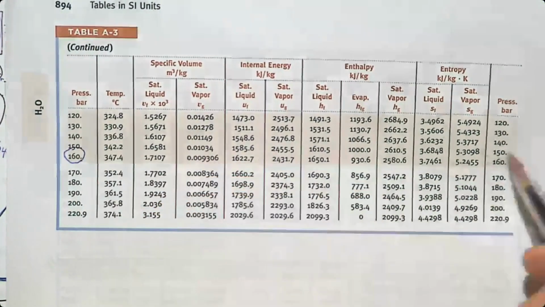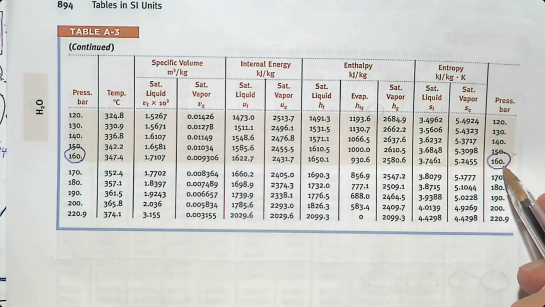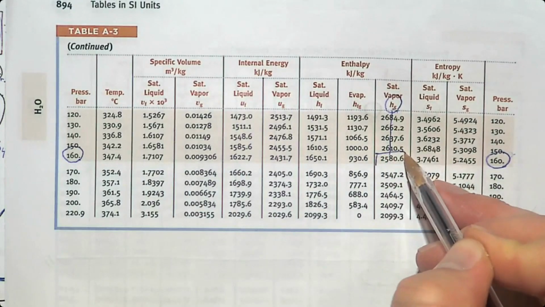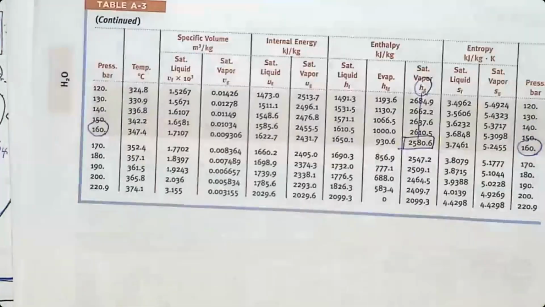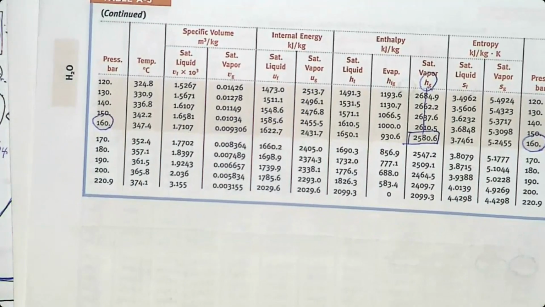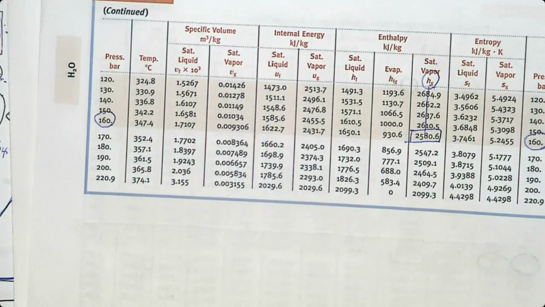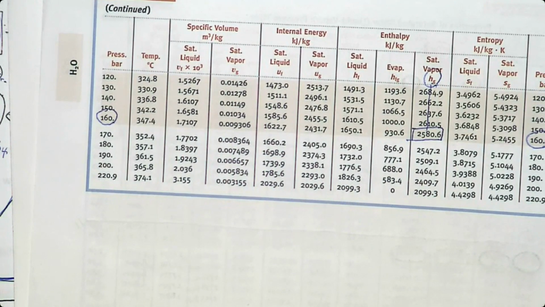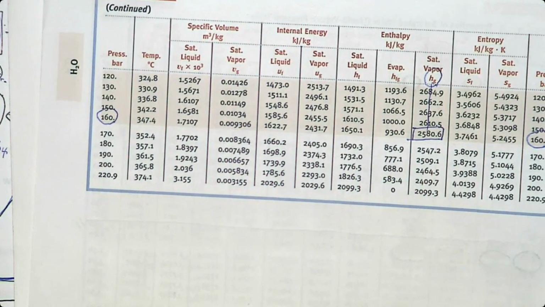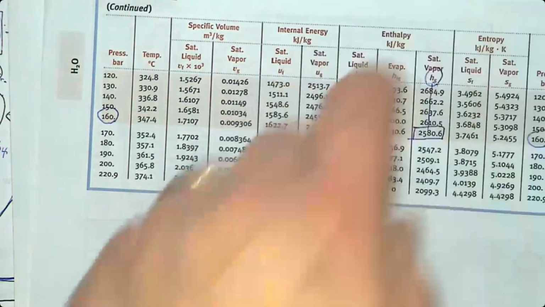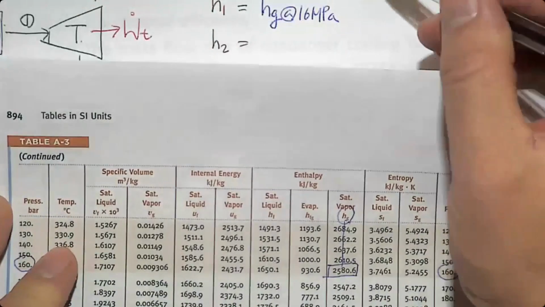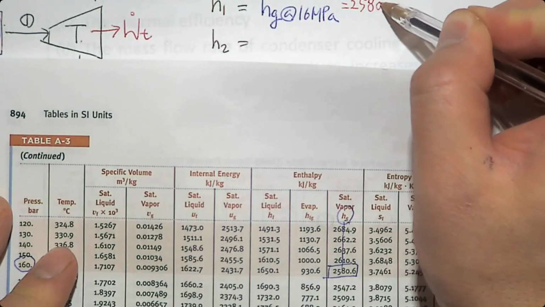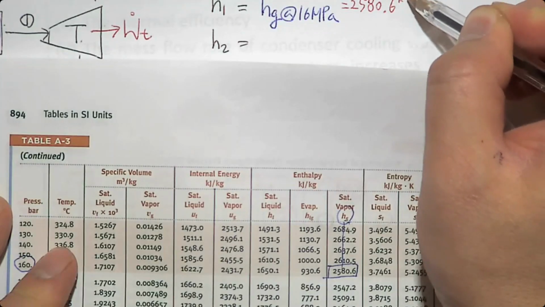(160 megapascal). And what is the one that we're looking for? Hg. So the number we are looking for is this one, 2580.6. That is the specific enthalpy of saturated vapor at 16 megapascal. 2580.6, this number. 2580.6 kilojoule per kilogram.